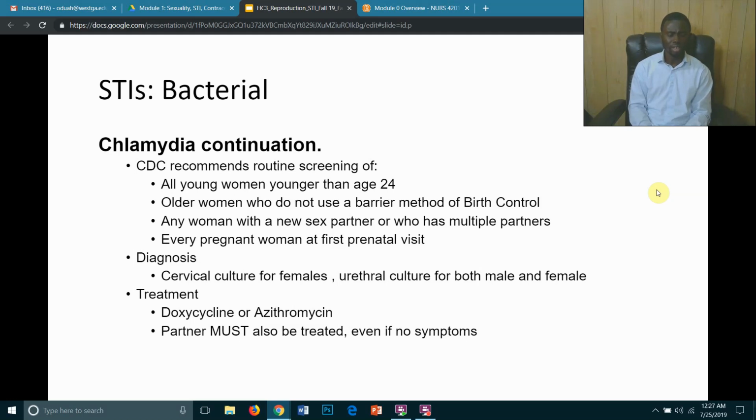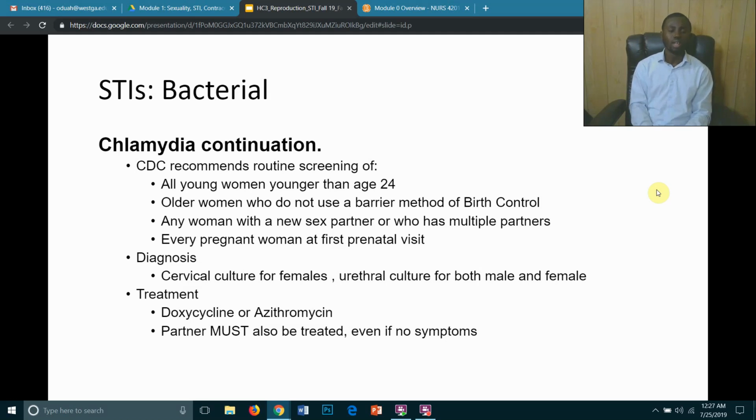Diagnosis includes cervical culture in the females. Males do not have a cervix, but you do a semen analysis and culture in the males to be able to diagnose chlamydia.